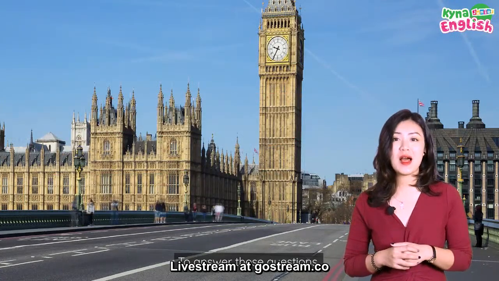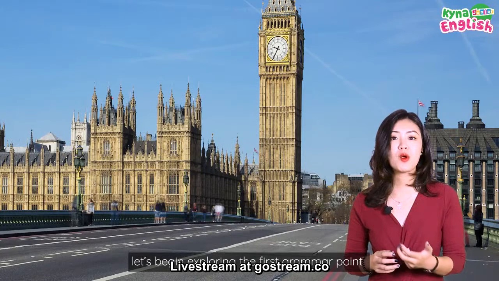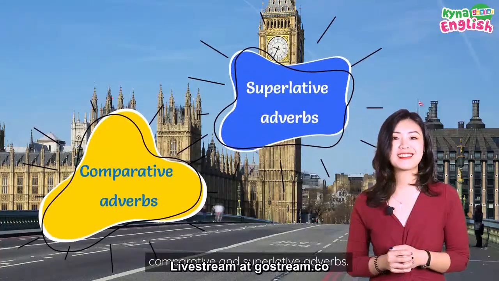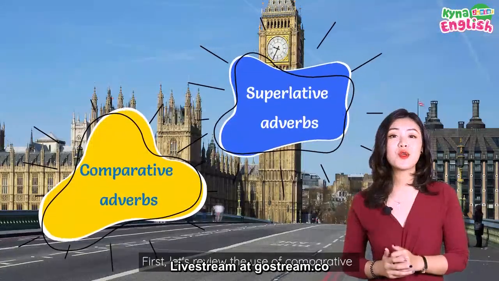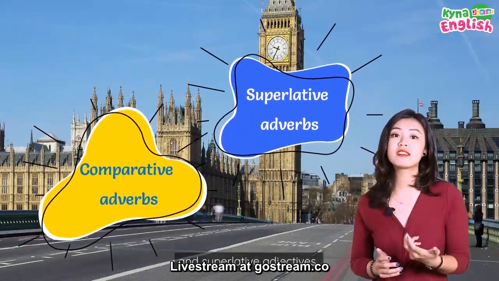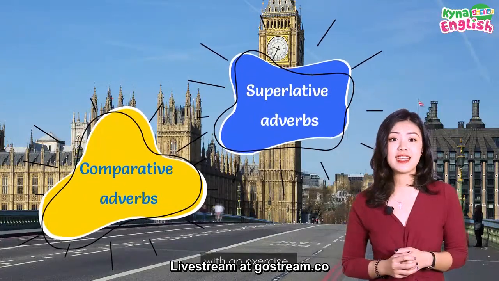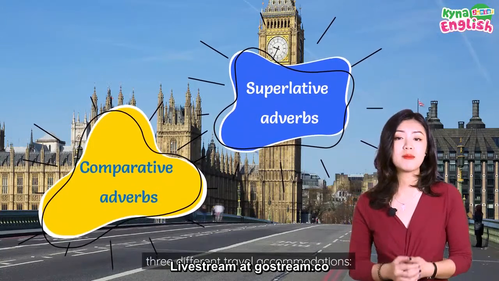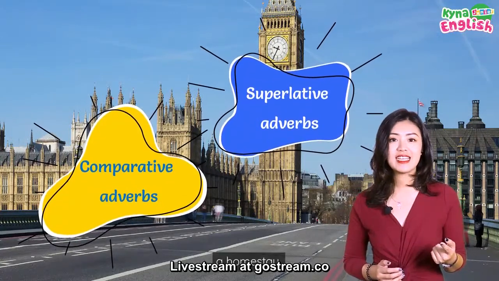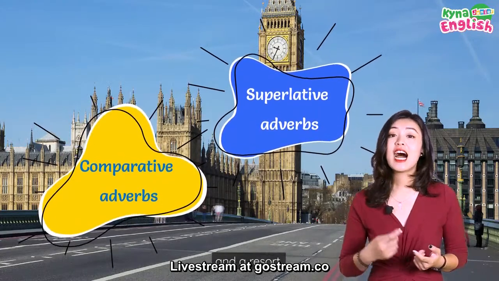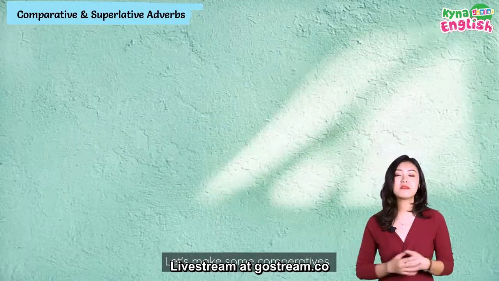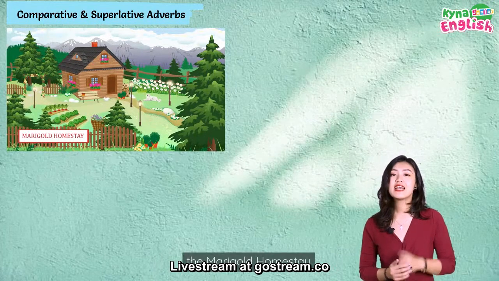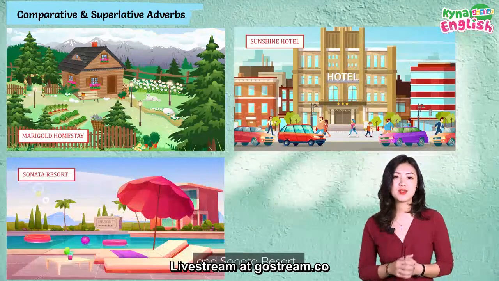To answer these questions, let's begin exploring the first grammar point, comparative and superlative adverbs. First, let's review the use of comparative and superlative adjectives with an exercise. I'll show you pictures of 3 different travel accommodations: a homestay, a hotel, and a resort. Let's make some comparatives and superlatives among the Marigold Homestay, Sunshine Hotel, and Sonata Resort.